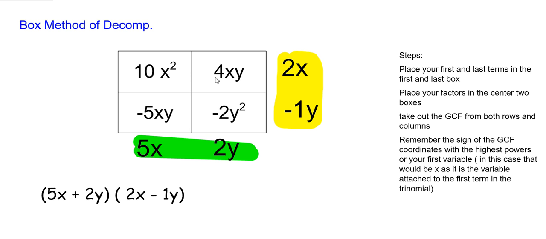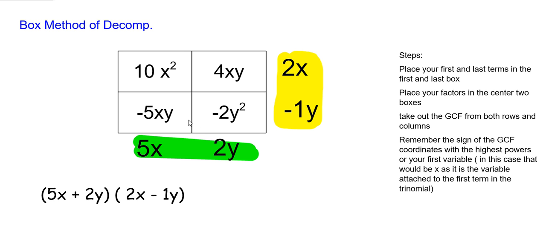So 10x squared, 4xy, pulling out a 2x. My sign that goes with the GCF I'm pulling out has to be associated with the highest power of x. X was the first variable within our trinomial, so that is what we are going to deal with. We are dealing with the highest power of x when it comes to what sign our GCF takes. So x squared is my highest power of x. It's going to be a positive 2x that I pull out.